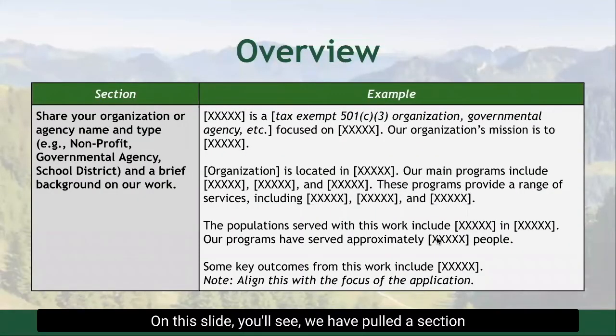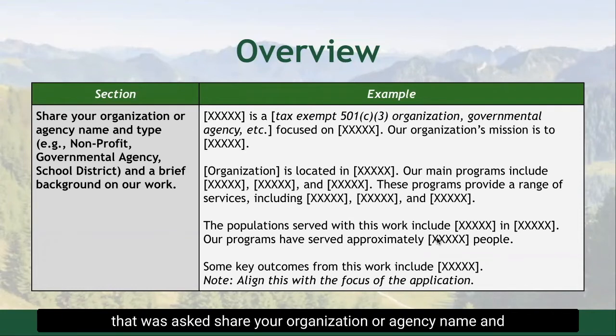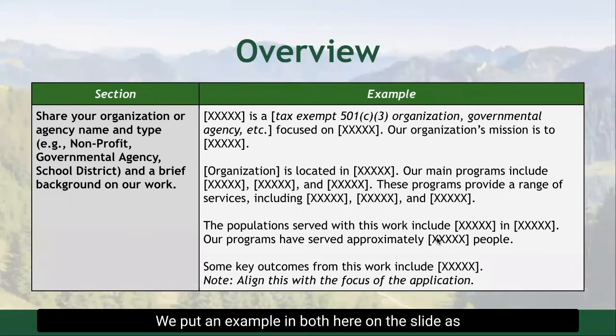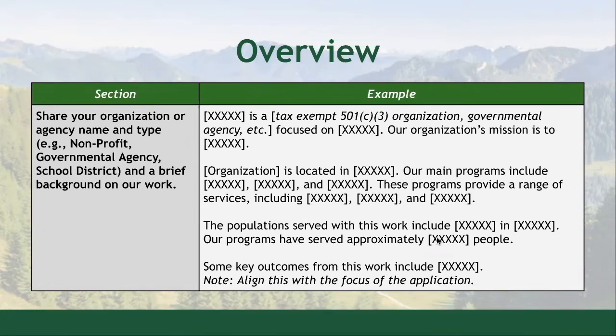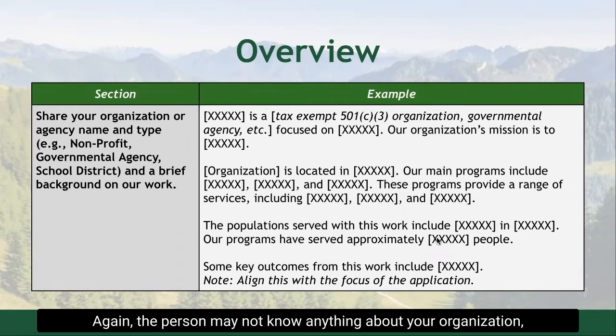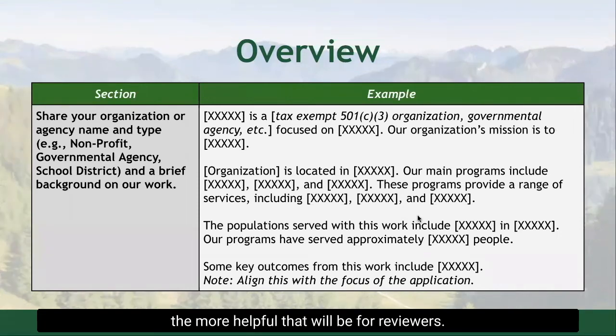On this slide, you'll see we have pulled a section from a real grant that this was the actual question that was asked. Share your organization or agency name and type, and a brief background on your work. We put an example in both here on the slide as well as in your note taker, so you can see some of the headings that you might want to start with if you're providing an overview on your agency. One thing you'll notice is oftentimes sentences are sort of short with this. And that's actually really helpful for a reviewer, is to keep your sentences short and succinct and clear. Again, the person may not know anything about your organization, so the clearer you can be with what you're writing, the more helpful that will be for reviewers.